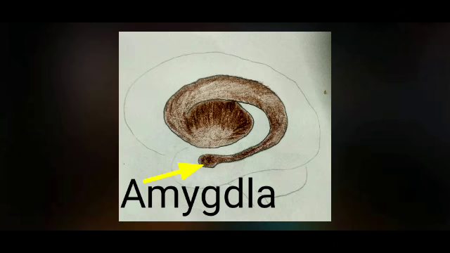The next part of the basal ganglia is the amygdaloid body. So the amygdaloid body is an almond-shaped mass of gray matter which is connected to the tail of the caudate nucleus. And this amygdaloid body is located in the temporal lobe and functionally it is related to the limbic system.